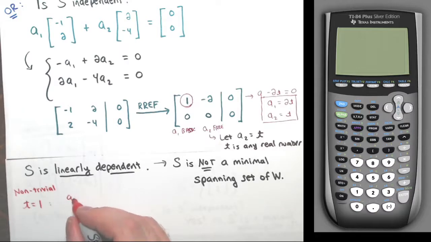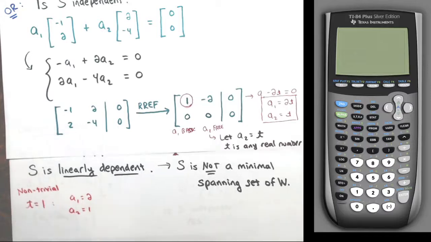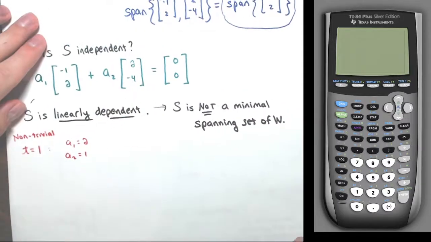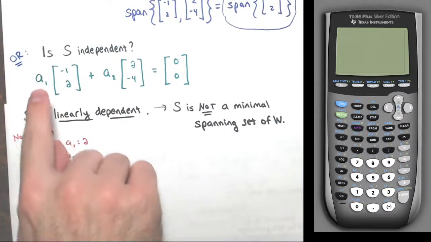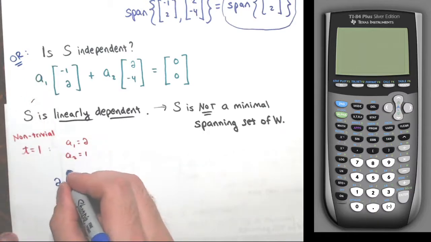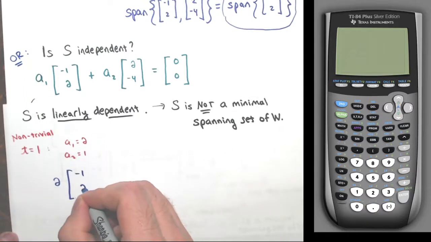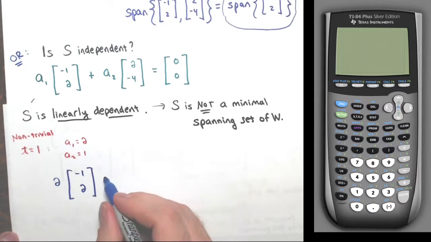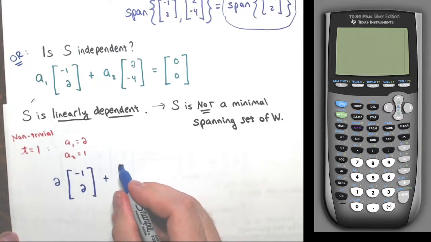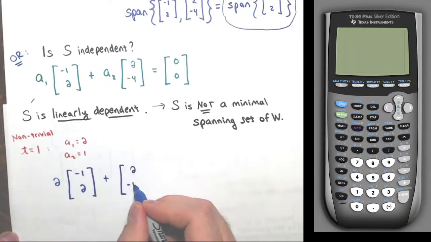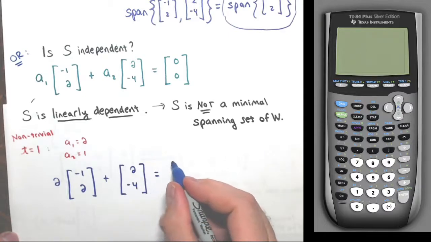Then you'd have a1 equals 2, a2 equals 1. And then going back up to this equation here, we'd have this. Right? I'd replace a1 with 2. You'd have 2 times the vector negative 1, 2, plus 1 times the vector 2, negative 4, is equal to the vector 0, 0.